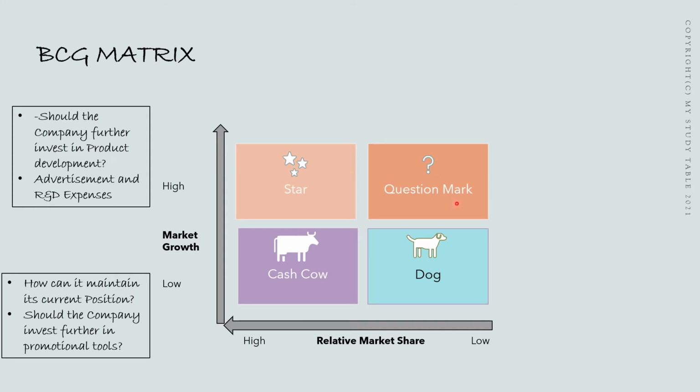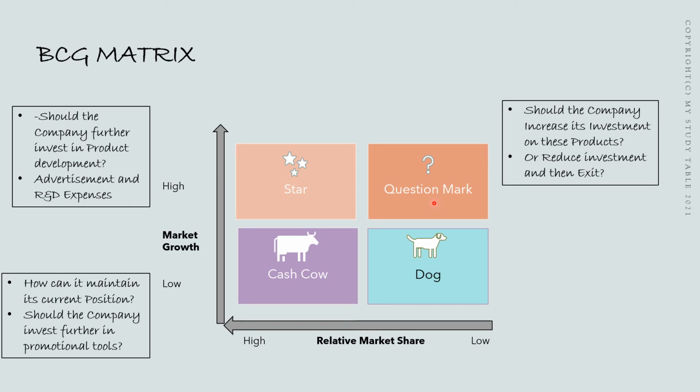The question mark products, they have relatively low market share in a high growth market, and they also have the possibility of becoming a star product as there is enough potential in the market. But it may require heavy investments. Hence, the strategies could be pertaining to the questions as given here. Should the company increase its investments on these products or reduce investments and then exit?